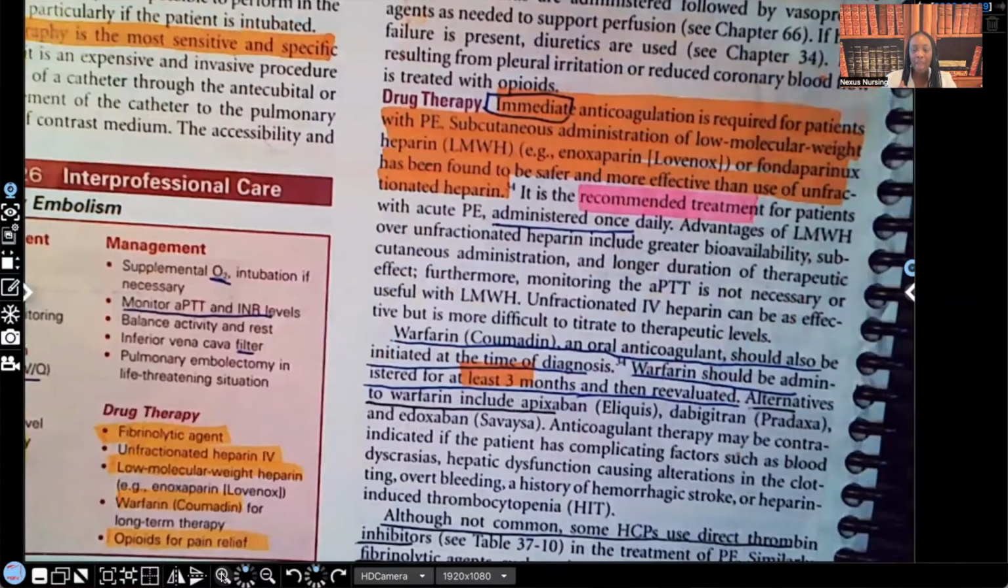Coumadin, an anticoagulant, should also be initiated at the time of diagnosis. Coumadin is administered for at least 3 months and then reevaluated. Remember, guys, I talked to you about this in another video about the bridge therapy for the heparin and Coumadin. Alternatives to Coumadin include, and they give you the list of these medications. I'm not even going to try to pronounce them, but you see it. So just go ahead, pause to read.